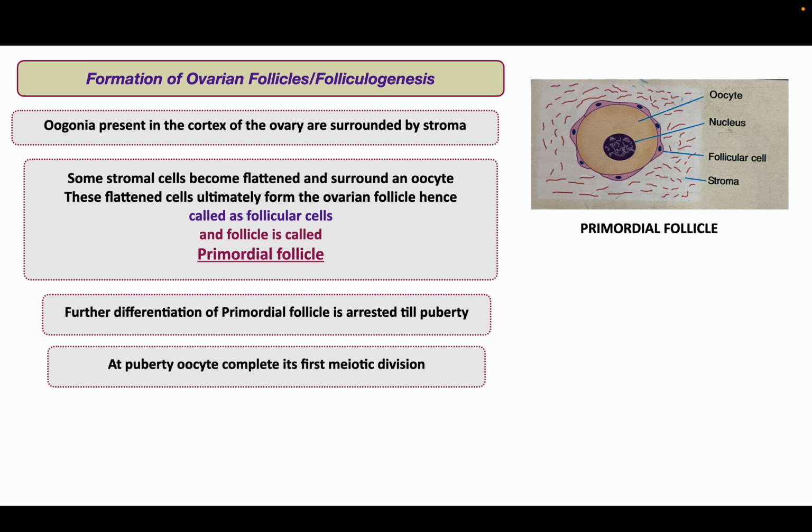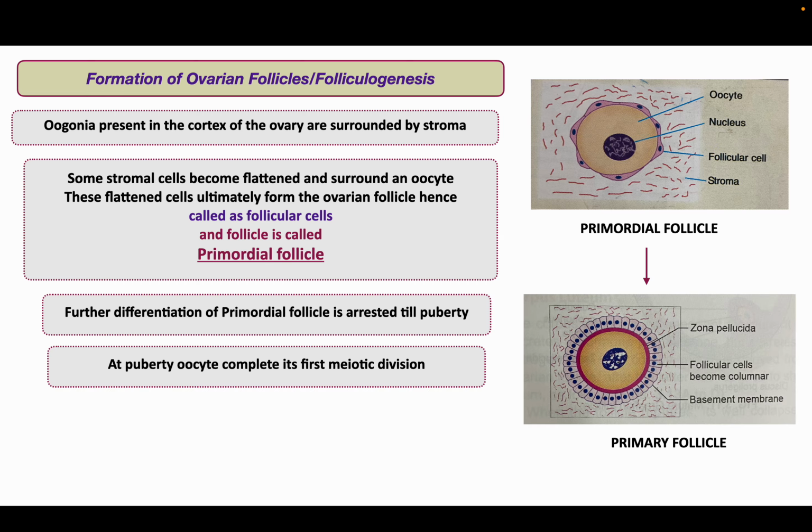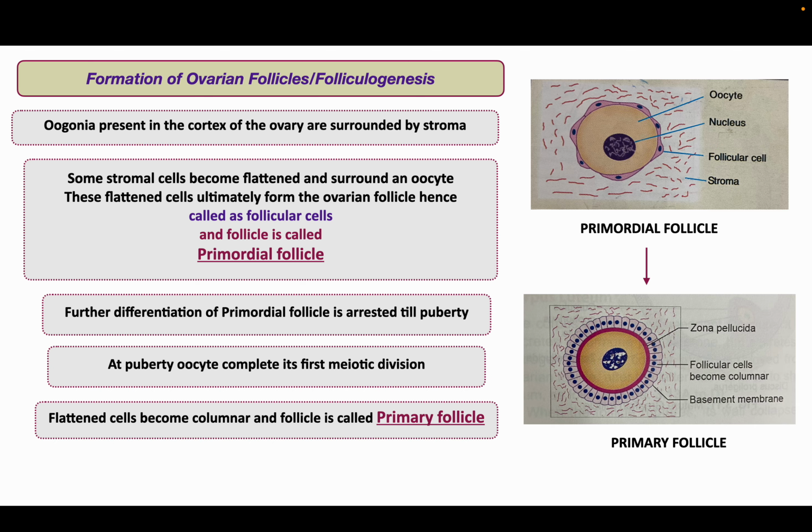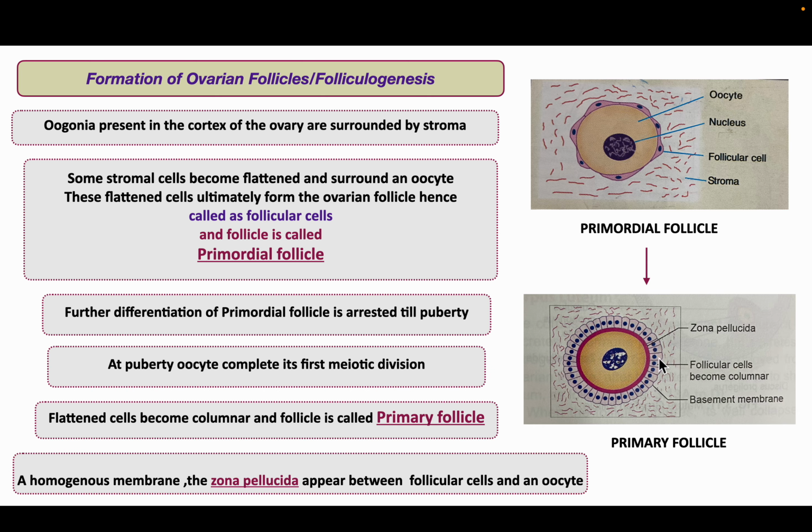At puberty, the oocyte completes its first meiotic division and the primordial follicle is converted into a primary follicle. The flattened cells become columnar and the follicle is now called a primary follicle, and with this a homogeneous membrane called the zona pellucida appears between the follicular cells and the oocyte.